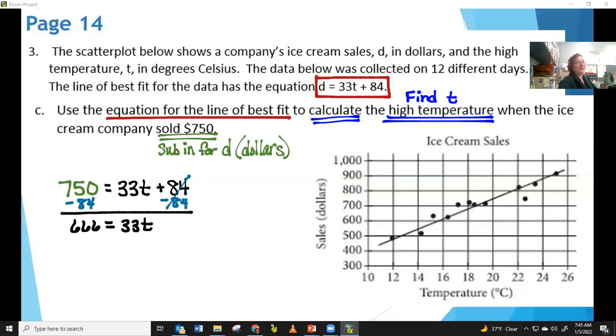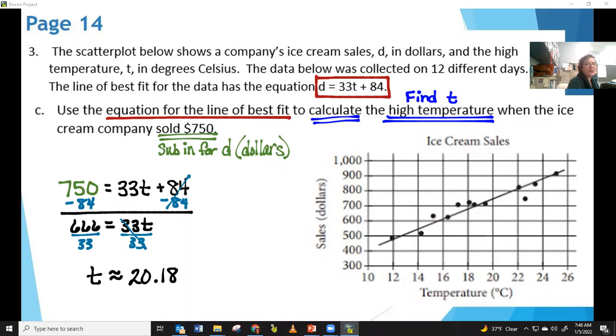What else do I need to do? Let's get rid of that. What else do I need to do to get T all alone? Divide both sides by 33. Yep. So 666 divided by 33. I'm going to have to round this. It doesn't come out to a nice whole pretty number. Do this on your calculators. You've got a calculator on your computer, or you've got a calculator on your cell phone. We're going to round this out to about 2 places. Wonderful.